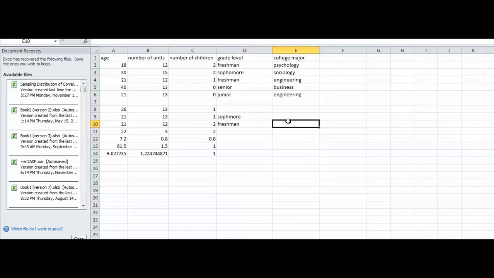And what's the mode over here? It looks like each value only shows up once. Psychology, sociology, engineering, business, engineering. No, engineering shows up twice, and every other value shows up once, so the mode is engineering.